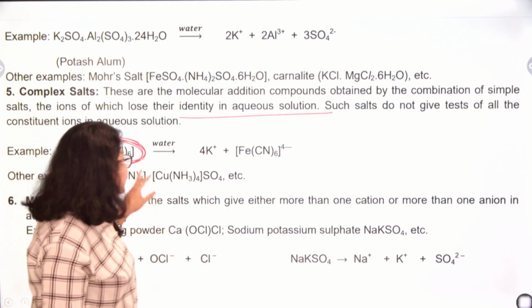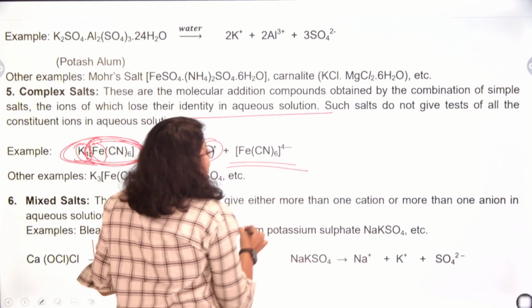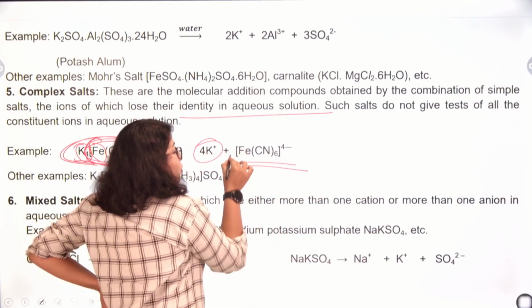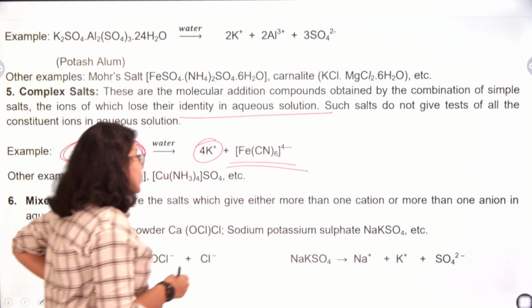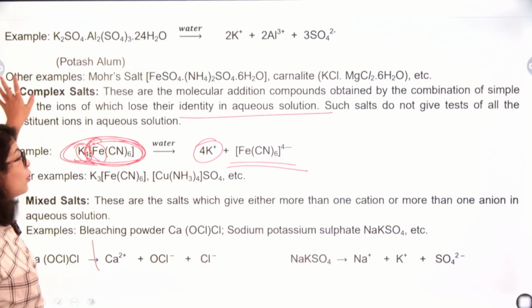So here what happens, it just breaks off into K plus and [Fe(CN)6] 4 negative. Here the coordinate part does not lose its identity. Here the ions are intact. Okay, so this is a complex salt.